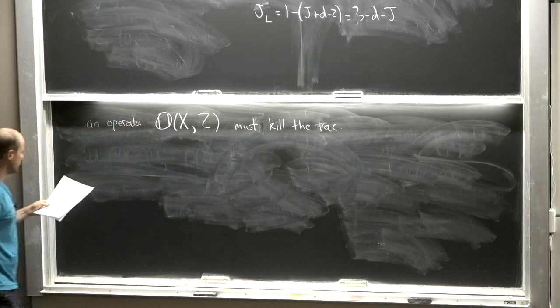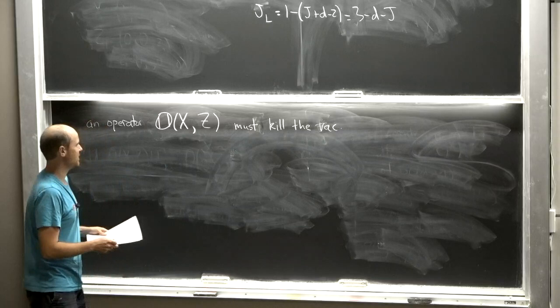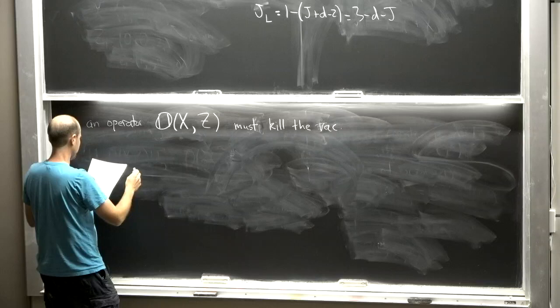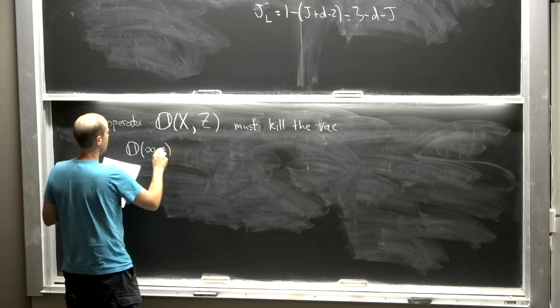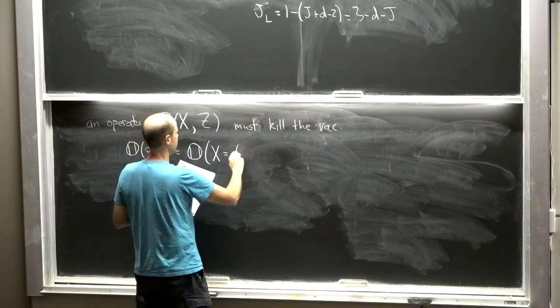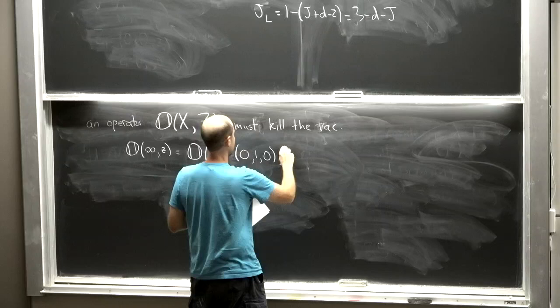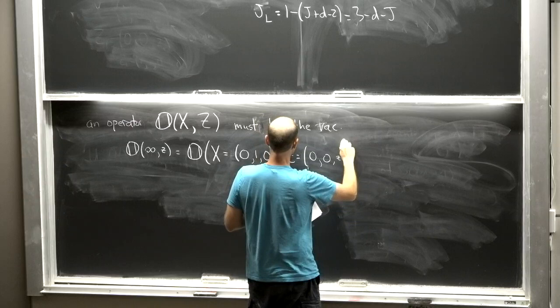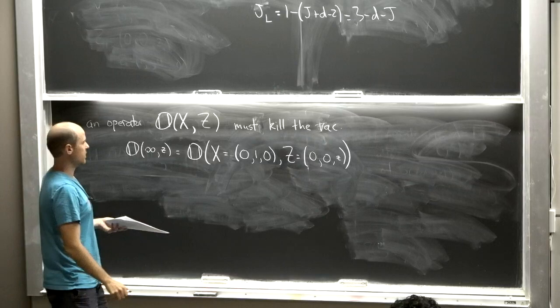Okay, so here's a proof. This proof is maybe a little bit too slick, but let's see it anyway. So the idea is, let's consider the operator in the detector frame. So we're going to consider O of infinity comma z. What that means is it's O where I set capital X equal to the embedding space coordinate for infinity, which is (0, 1, 0), and I set capital Z equal to (0, 0, z), where z is a polarization vector for the point at infinity. Okay, so this is just a definition.